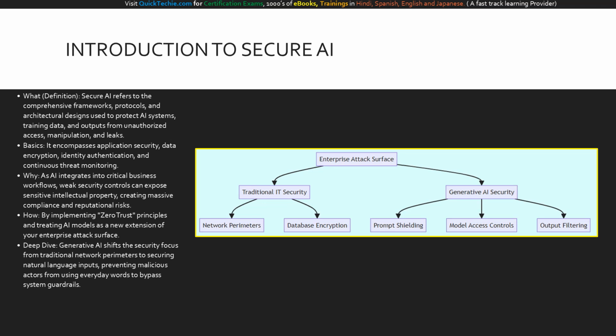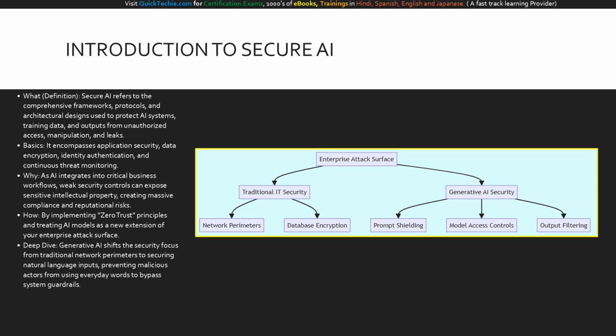To truly harness the capabilities of generative AI, we must first build a fortress around it. What exactly do we mean by secure AI? It is the comprehensive framework used to protect your AI models, your proprietary data, and your system outputs from unauthorized access or manipulation. The basics of this involve extending your existing application security, data encryption, and identity authentication to cover your AI tools. Why is this our main focus today?